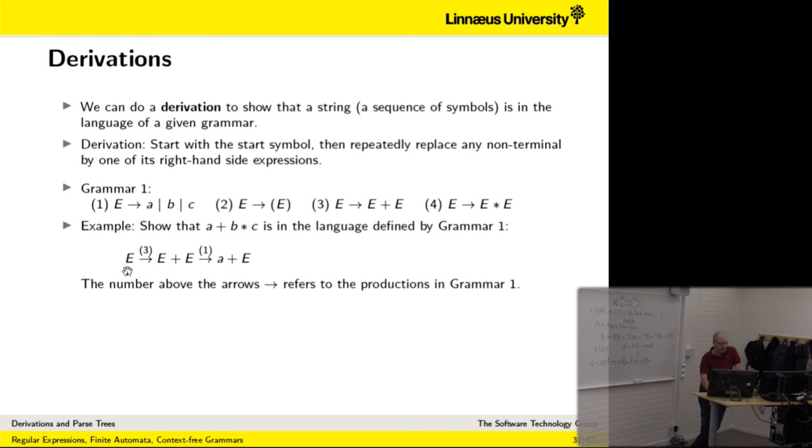I can start by applying the third rule. Then I have this one. Then I'm applying the first rule. Then I have this one. How should I go on? This is what I'm aiming at. I should replace E with one of these options.